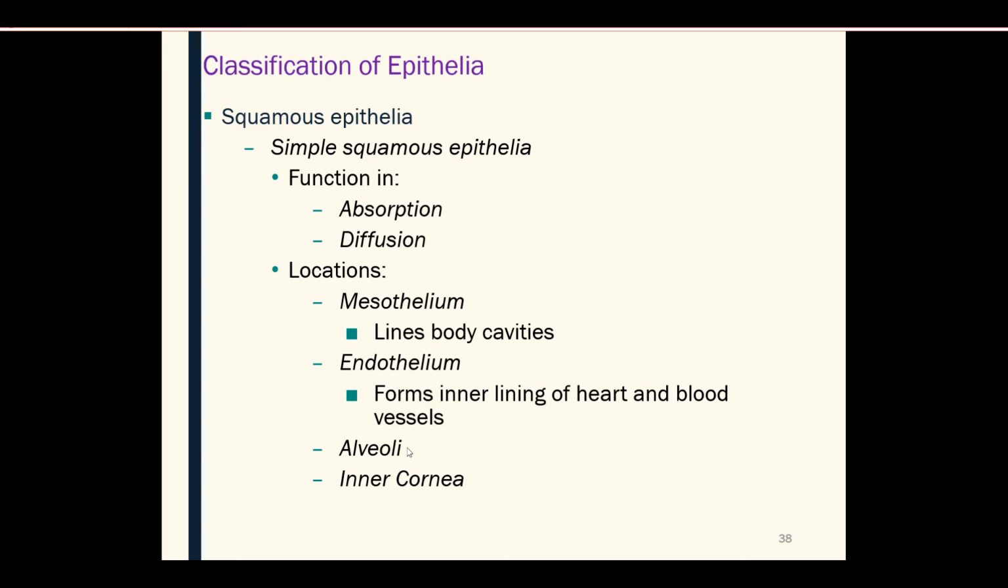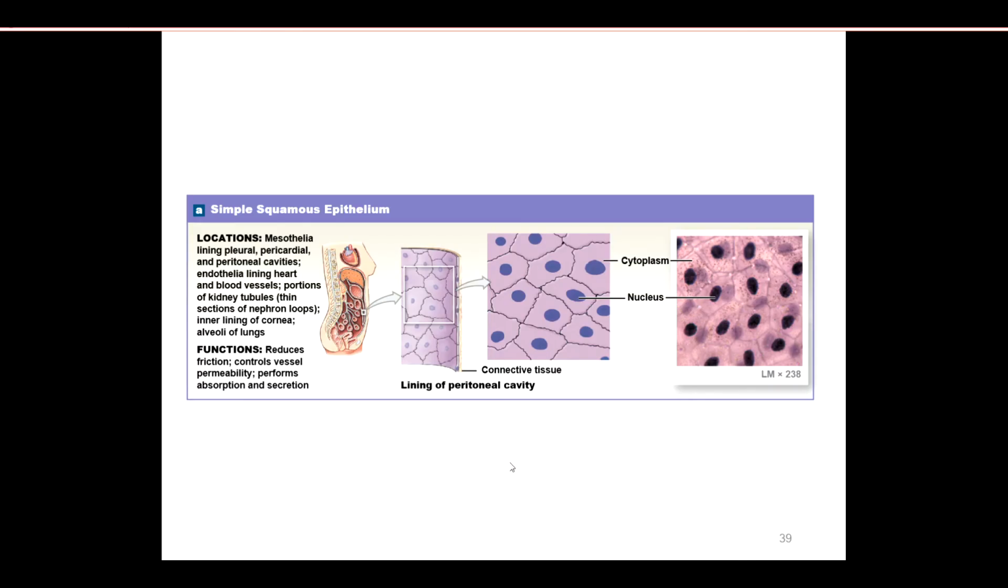Our air sacs, the alveoli, where gas exchange takes place in the lung and the blood vessels, right? Carbon dioxide goes out of the bloodstream into the alveoli, and we breathe that out, and then oxygen in the alveoli goes into the bloodstream, right? So the blood gases actually cross the simple squamous epithelium, and then even the inner lining of our cornea, which is part of the eye. So these are the places that we see our simple squamous epithelium.